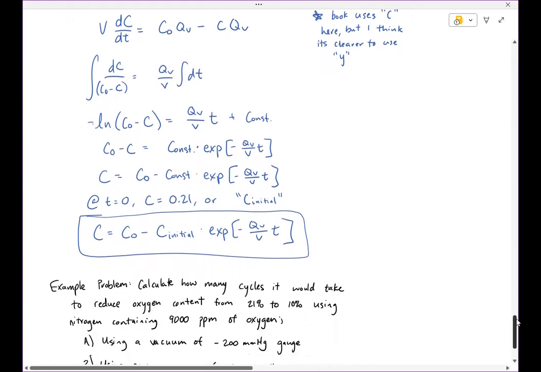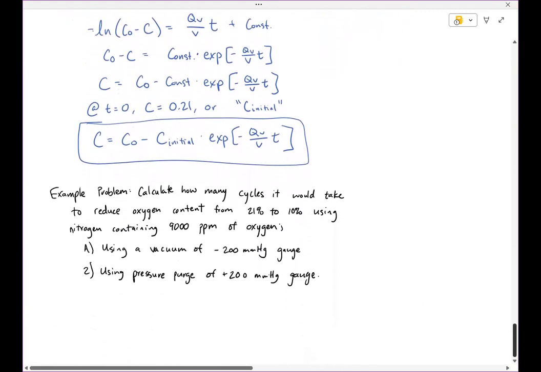Let's look at an example problem that will look at all situations. Calculate how many cycles it would take to reduce the oxygen concentration or content from 21% to 10% using nitrogen containing 9,000 ppm of oxygen. We'll look at three situations. One is using a vacuum with minus 200 millimeters mercury gauge pressure. Second one is using a pressure purge of 200 millimeters mercury pressure.